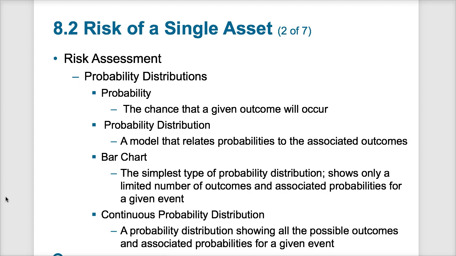Now, probability distributions, this is a little bit closer tied to, say, standard deviation. So we want to look at what is the probability a certain outcome is going to occur. So we can make a distribution, which is like a model where we can relate these probabilities to different outcomes. And we can express this with a bar chart to show the distribution of these probabilities and give a better visual display of the probabilities of a given event. And we have to keep in mind that this is a continuous probability distribution, so it's going to be showing all possible outcomes associated with a given event.